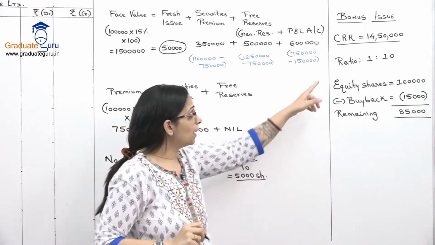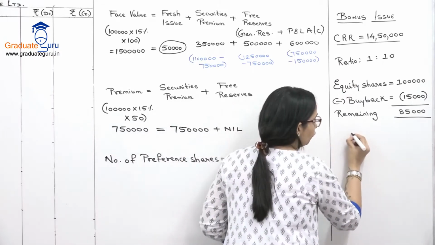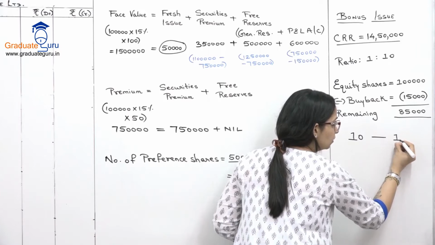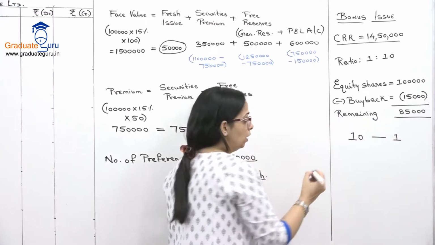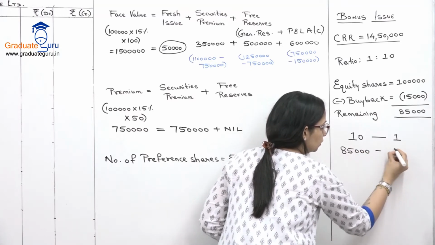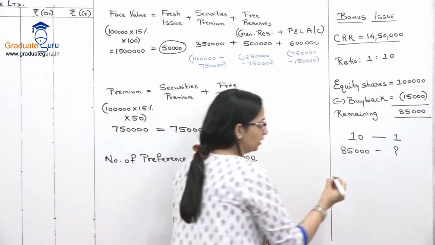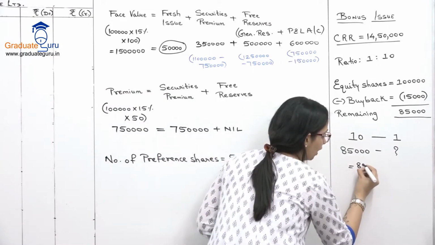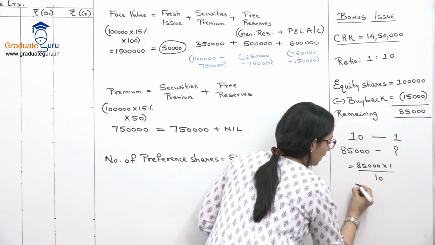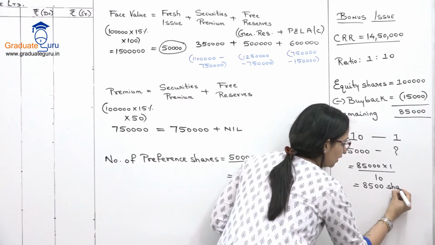Correct? What is my ratio? 1:10. That means for every 10 shares, I will get 1 share. So for 85,000 shares, how much? So we cross multiply, we divide, so that becomes 85,000 into 1 upon 10. That is nothing but 8,500 shares.